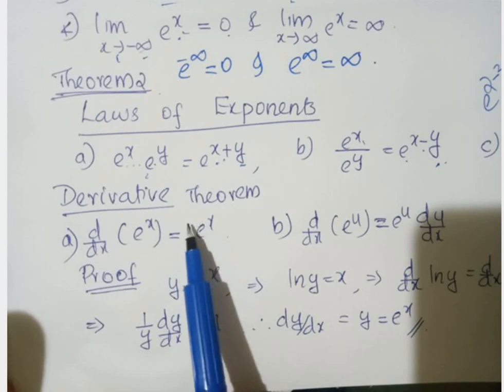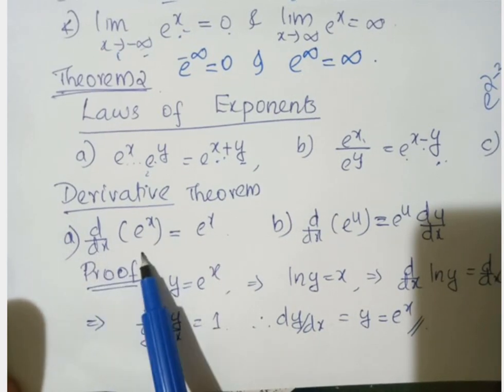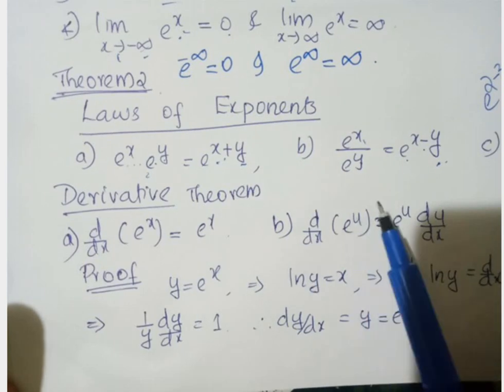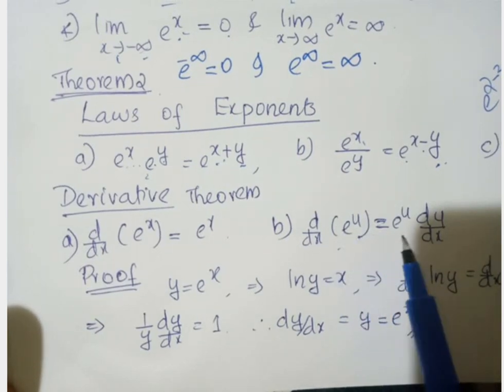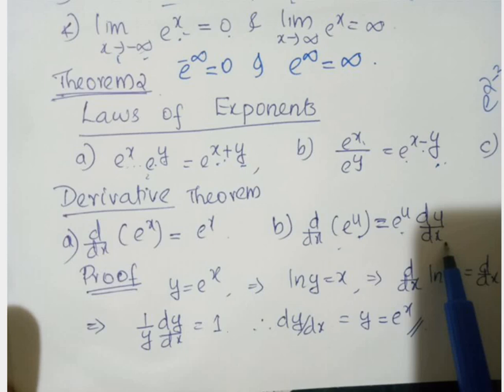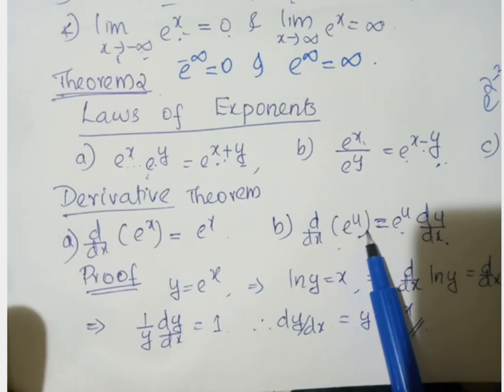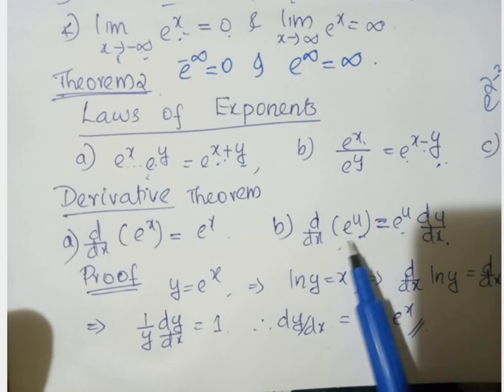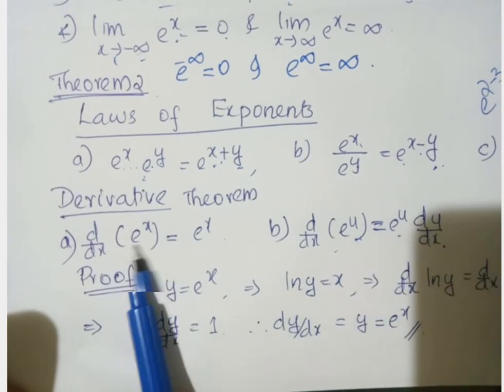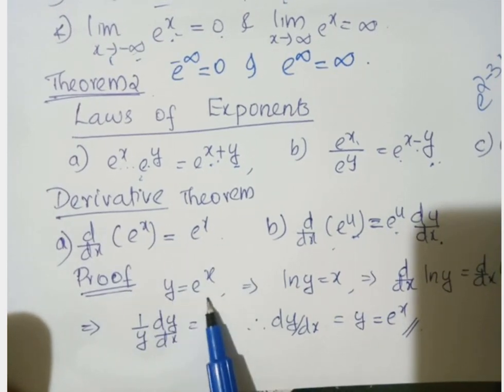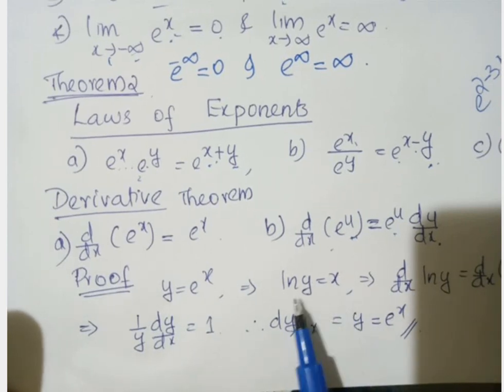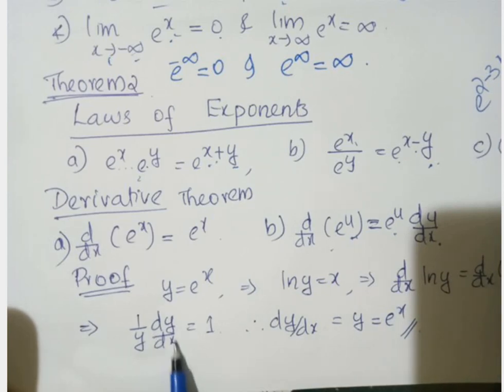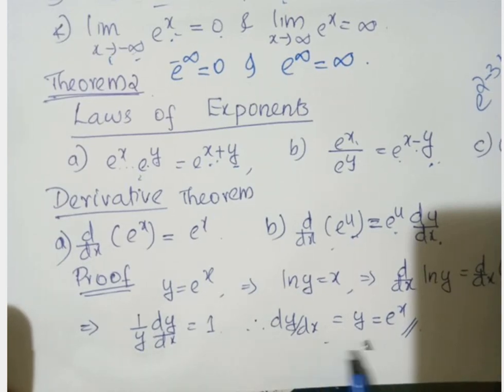So next is the derivative of the exponential. d by dx of e raised to x is equal to e raised to x itself, and d by dx of e raised to u is equal to e raised to u into du by dx, where u is a function of x. The proof of the first one: let y equal e raised to x, taking logarithm on both sides, ln y is equal to x. Taking the derivative on both sides, 1 by y dy by dx equals 1, so dy by dx equals y, which is equal to e raised to x.